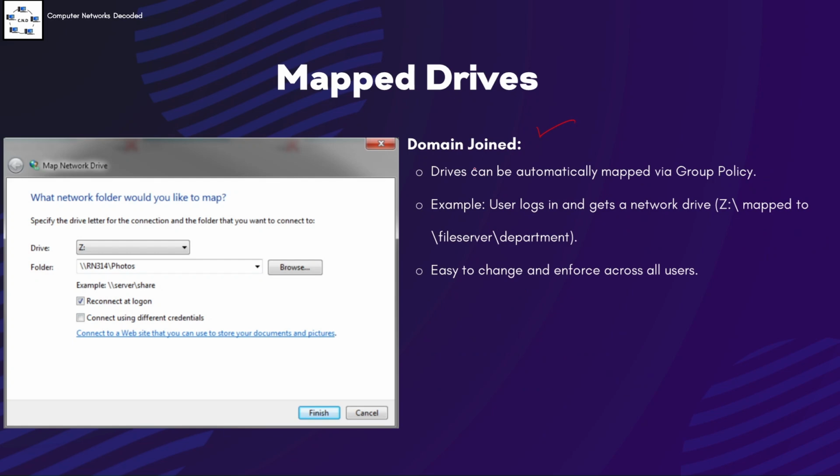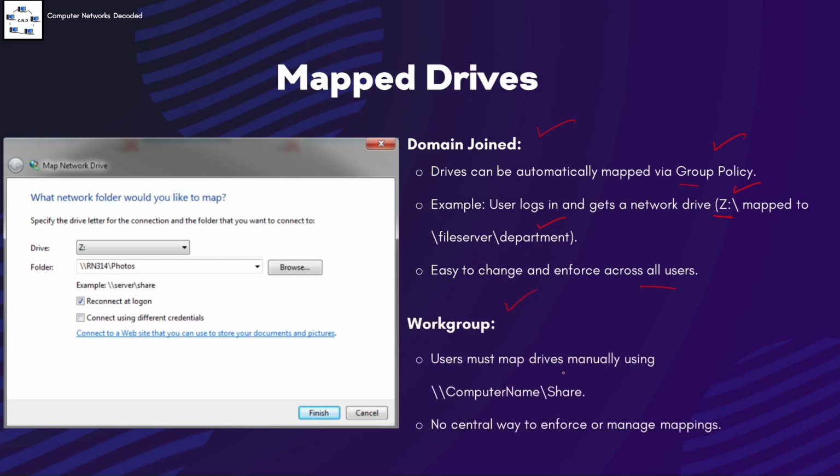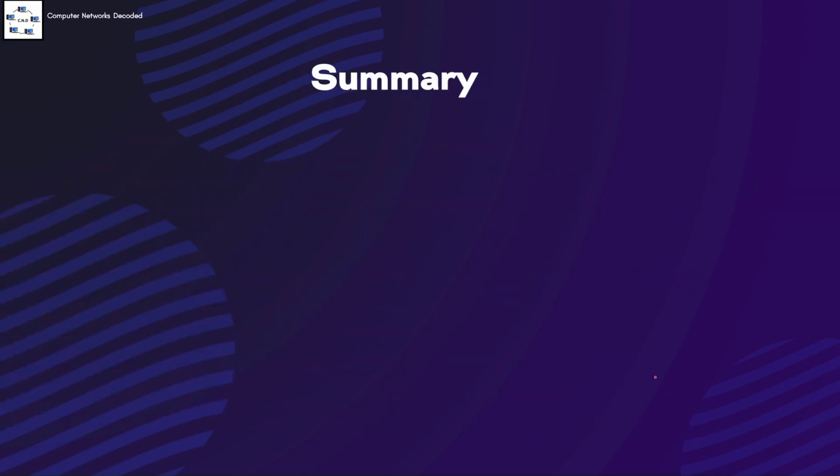Mapped drives. So in a domain, drives can be automatically mapped through a group policy. For example, user logs in and gets a network drive, let's suppose a Z drive, mapped to a file server or a department. This is easy to manage and can be enforced across all users. In a workgroup, user must map drives manually using computer name and share, and there is no central way to enforce or manage mappings.